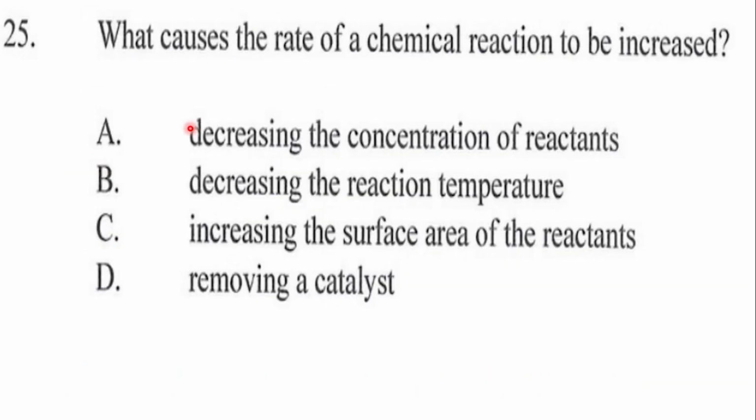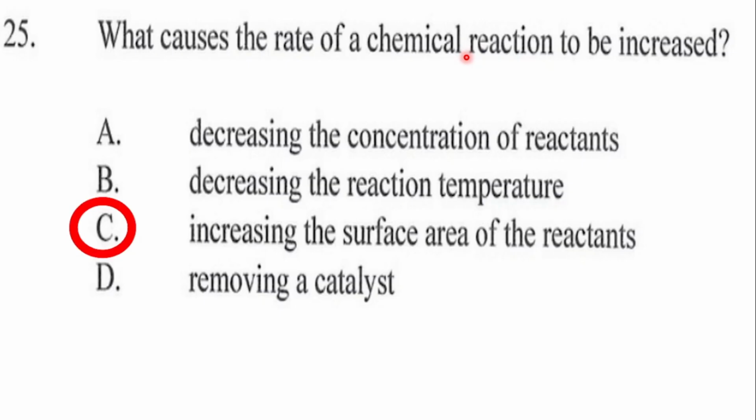Let's move on to question number 25, and it says, which causes the rate of a chemical reaction to be increased? Is it A, decreasing the concentration of reactants, B, decreasing the reaction temperature, C, increasing the surface area of the reactants, or D, removing a catalyst? Again, we're trying to figure out what causes the rate of a chemical reaction to increase.